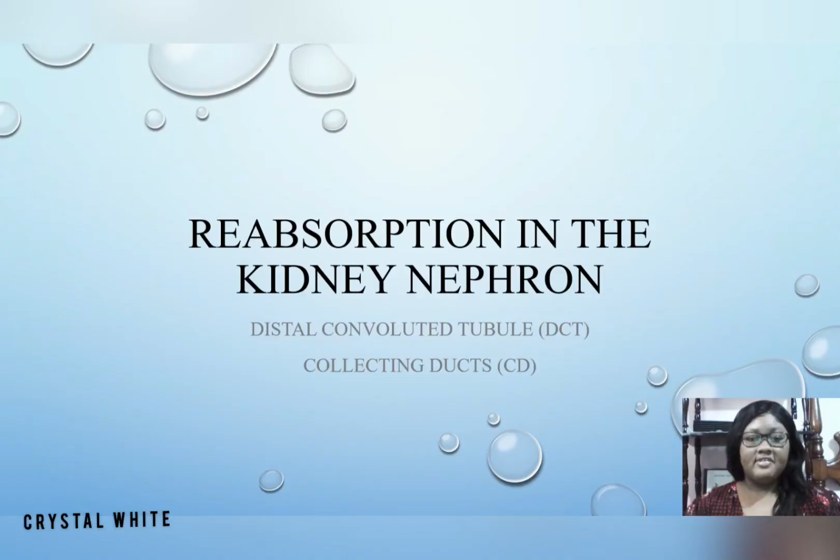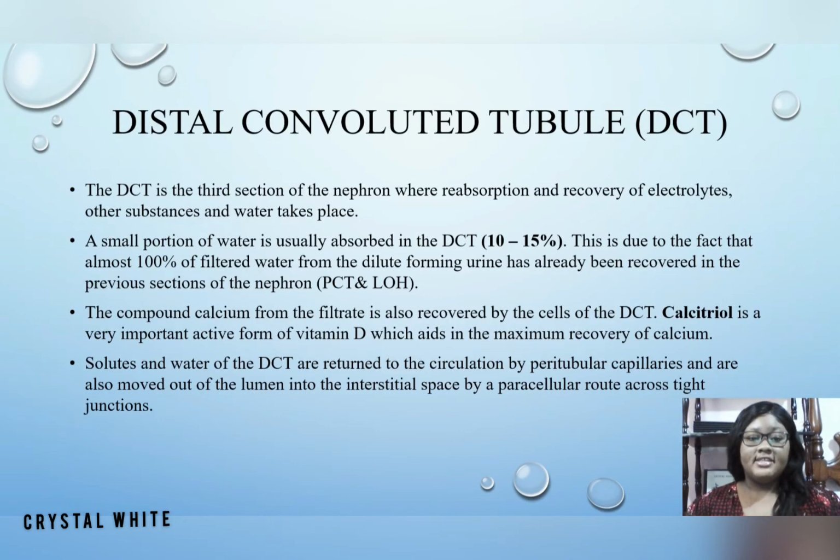Good day, I'm Crystal White, and I'll just be finishing up the two final sections of the nephron responsible for reabsorption. The first section we'll be looking at is the distal convoluted tubule, in other words, DCT. This is the third section of the nephron responsible for reabsorbing electrolytes, other substances, and water. A small portion of water is reabsorbed in this section, about 10 to 15%. This is due to the fact that the majority has already been recovered in the previous sections. These sections are the PCT and the LOH.